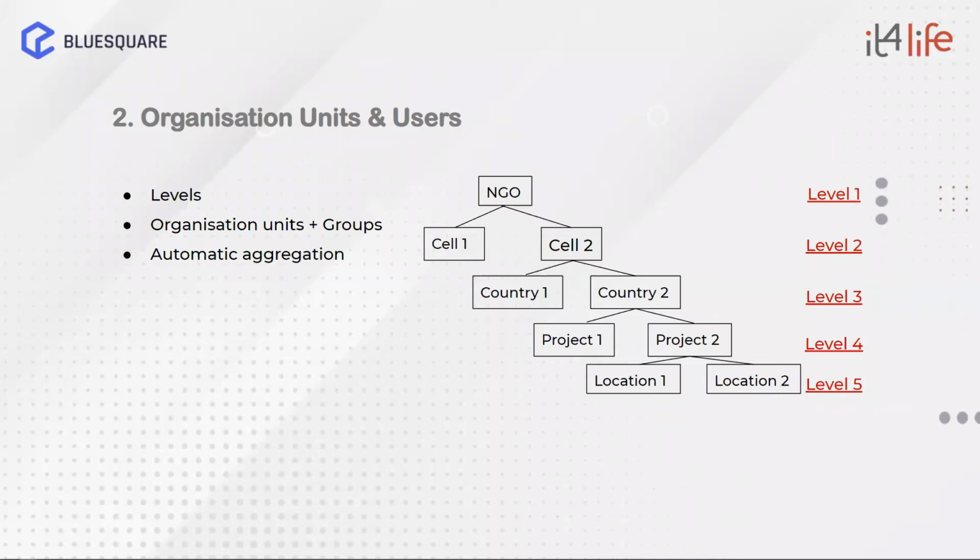Just to know, there is an automatic aggregation of data in the pyramid, meaning that all the data collected in the field, so here I would say in the 2 locations, are automatically aggregated at project level, country level, cell level, and NGO level, meaning that on top you have all the monitoring information aggregated in your headquarters.